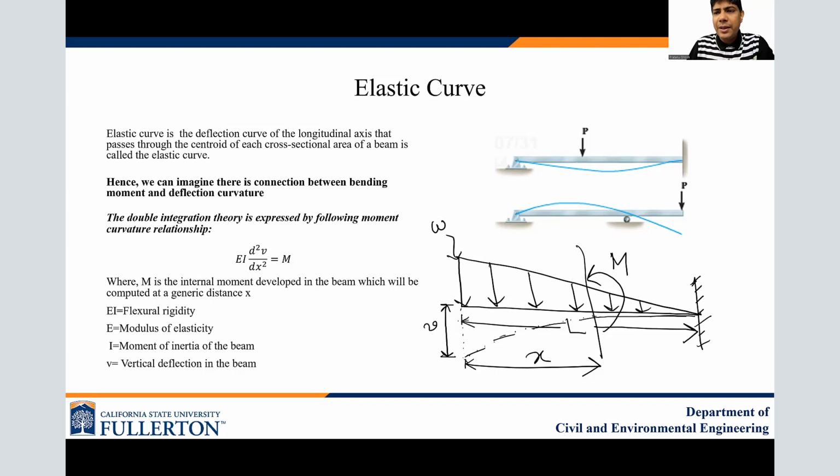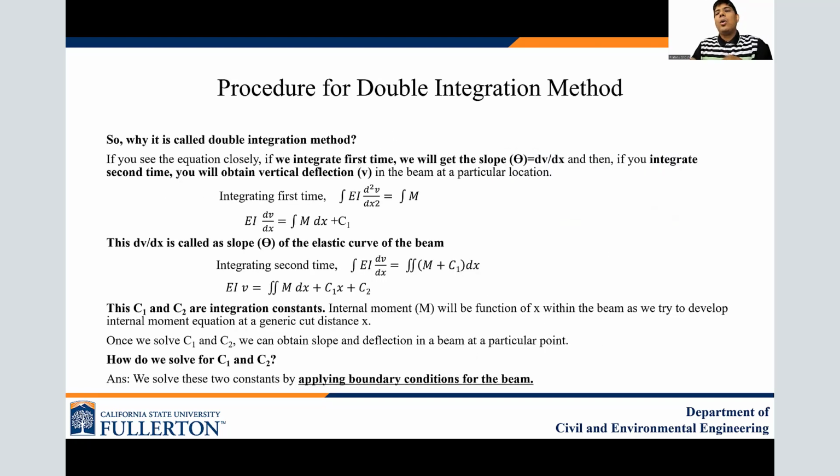So what do you do? Basically, the first step will be to find the moment developed at a generic distance x. Why are we calling this the double integration method? Our equation is EI d2v/dx2 = M. If we integrate the first time, the left side and the right side, we get the slope. Slope is equal to theta, which is dv/dx. So the integration of d2v/dx2 is dv/dx, and dv/dx is the slope of the curve. Again, if you integrate one more time, the second time, then you will obtain the vertical deflection.